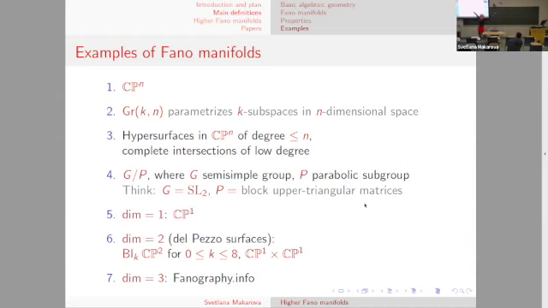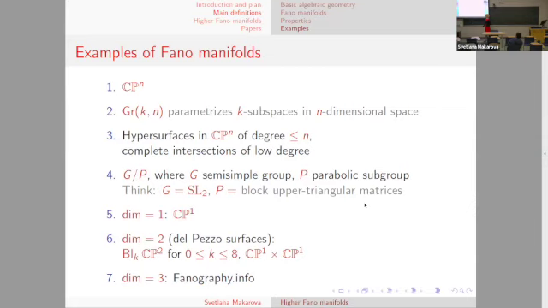Further, if you consider hypersurfaces in a projective space, as long as they are of degree at most n, they will be Fano. I also assume that these hypersurfaces are smooth so that we stay in the world of manifolds and do not go to varieties. Complete intersections of low degree in projective spaces or weighted projective spaces are also Fano. By a complete intersection, I roughly mean an intersection of several hypersurfaces which intersect transversely.